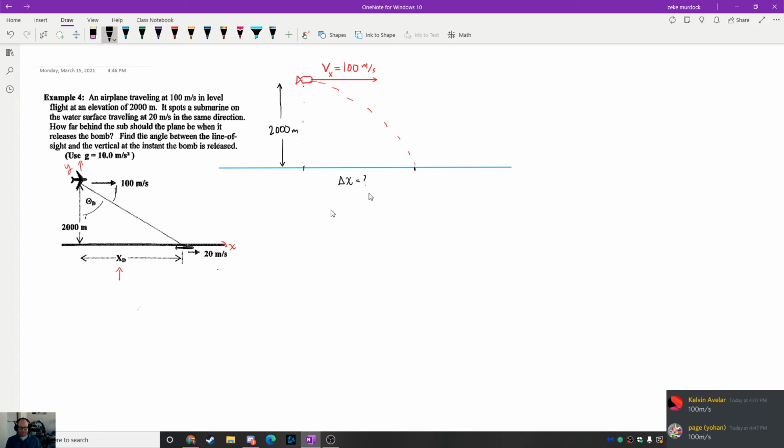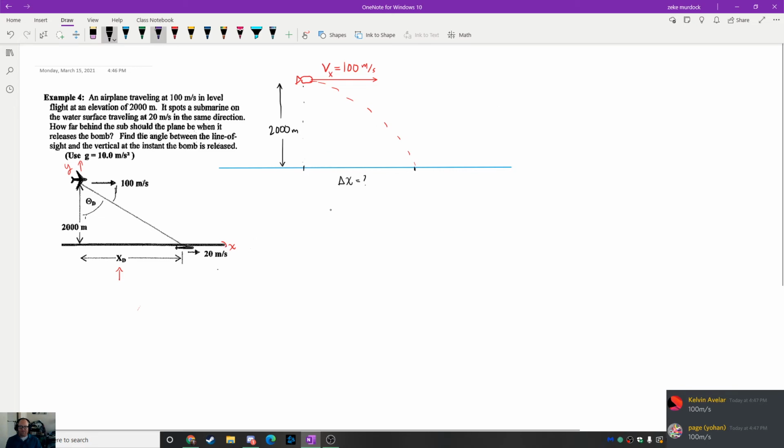Now, at the same time that this is happening, there's a submarine, and it's moving to the right at a speed of 20 meters per second, right? So while the bomb is in the air, the submarine's also going to be moving at the same time, right? So we have to take that into account somehow. But let's just go step by step right here. First of all, let's figure out just how far the bomb is actually going to move, and let's figure out how long it's going to be in the air, okay?